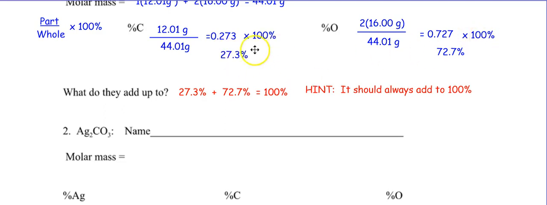So add up your final results, and if they add up to 100, I can't say you'll never have made a mistake. Maybe you made another mistake along the way, but it's at least encouraging they didn't make a lot of mistakes. All right, so anyway, they should always add up to 100%. Let's go ahead and do the next one.